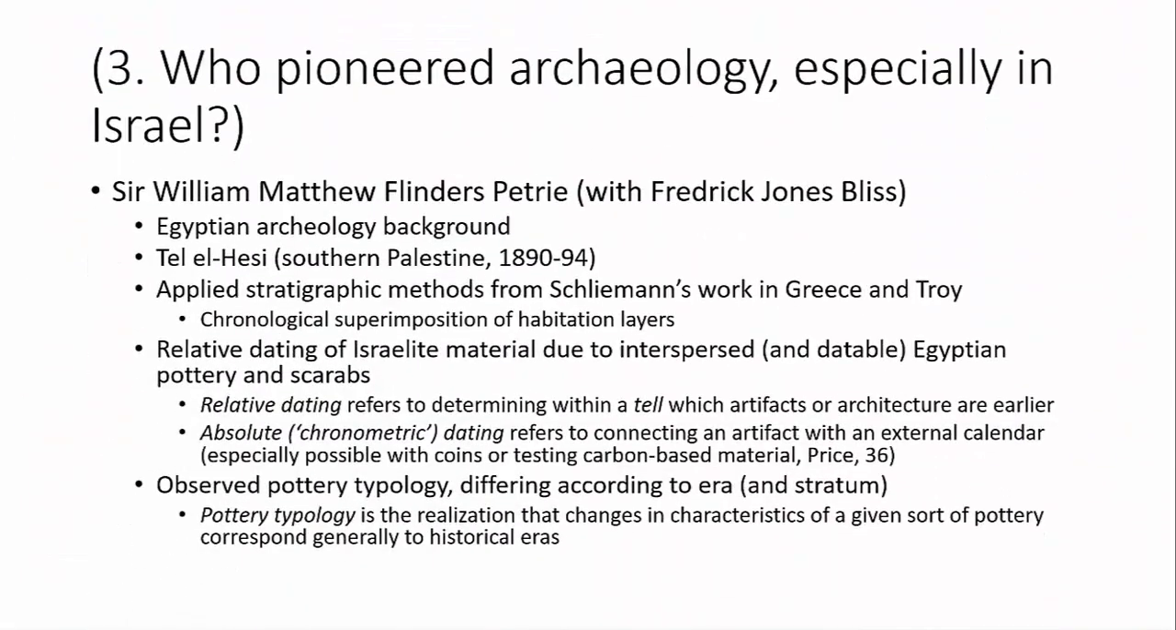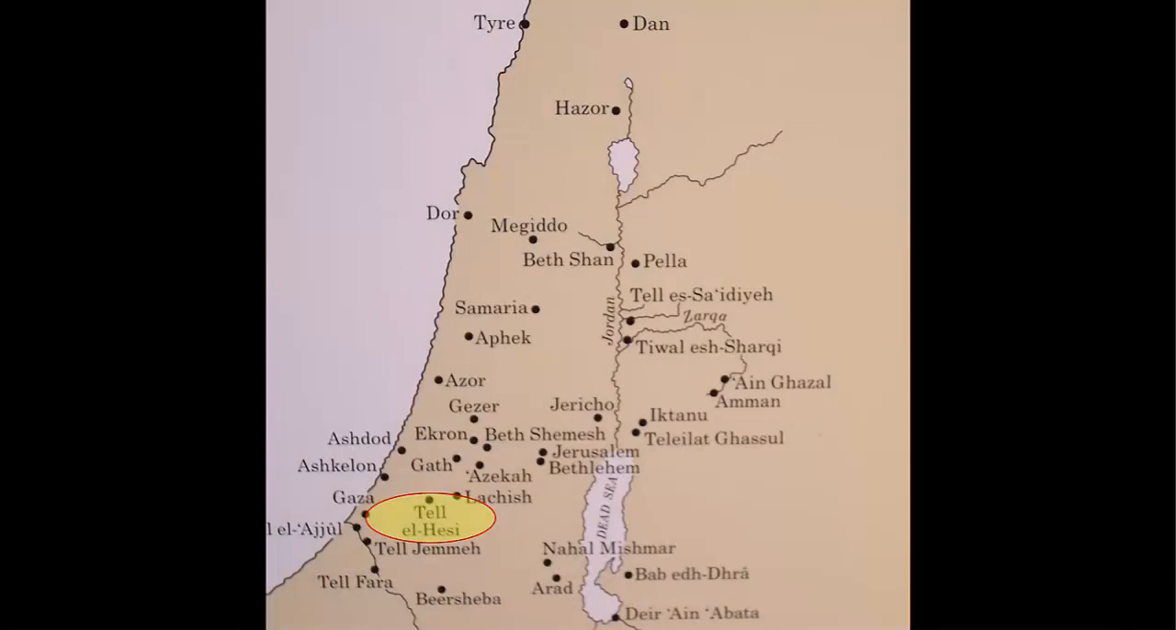Continuing with pioneer archaeologists in Israel, a very famous individual is William Matthew Flinders Petrie. Sir Petrie, working along with Frederick Jones Bliss. The contribution of Petrie runs like this. He had a background from already engaging archaeology in Egypt. And then he arrived at Tel el-Hesi, which is in southern Palestine.